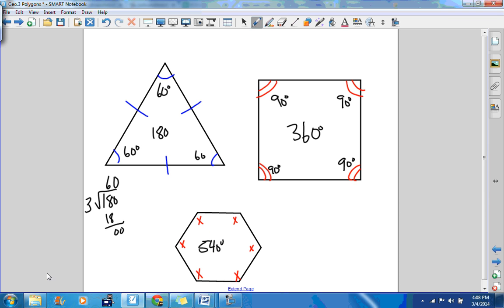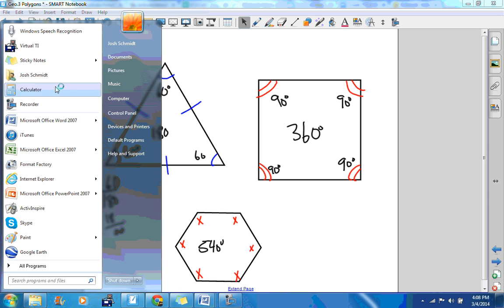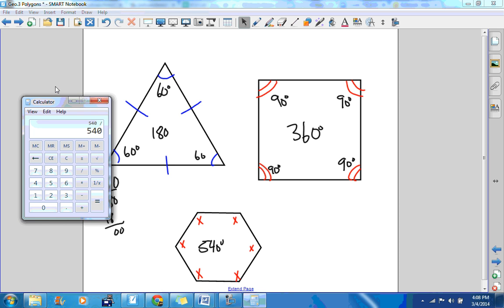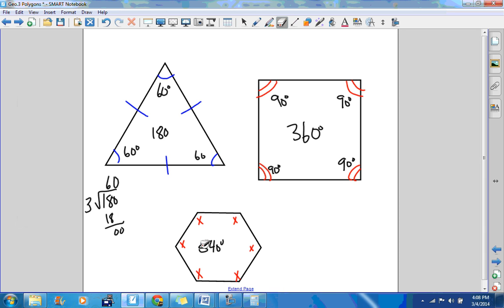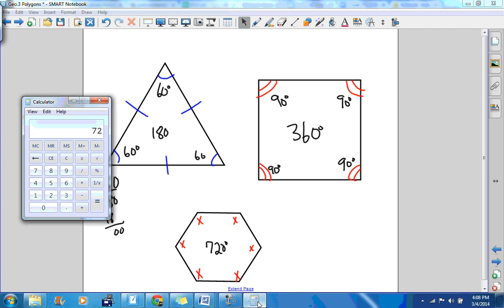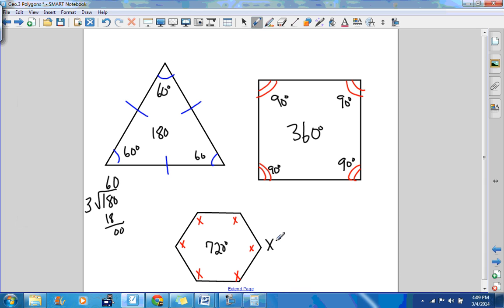And the last one is an octagon, so that's 540 degrees. And so this one, we'll get a calculator out. So I go 540 divided by 6. Whoops, I made a mistake here. This should be 720. Sorry about that. 720 divided by 6 would be 120 degrees for each x value. I have hiccups. All right.